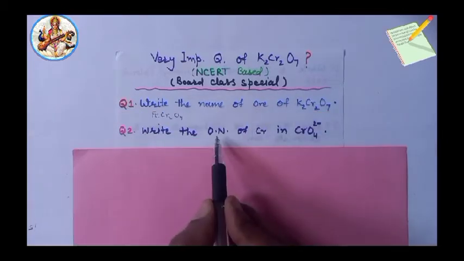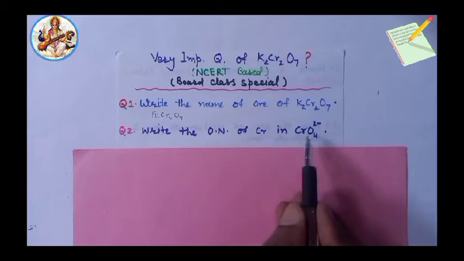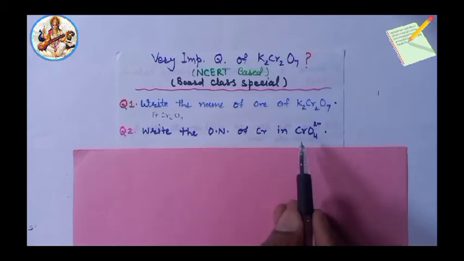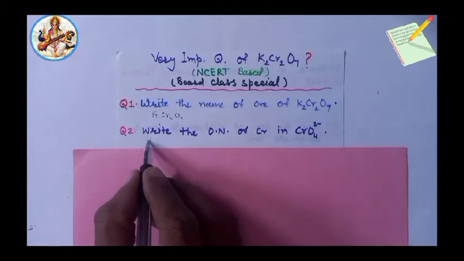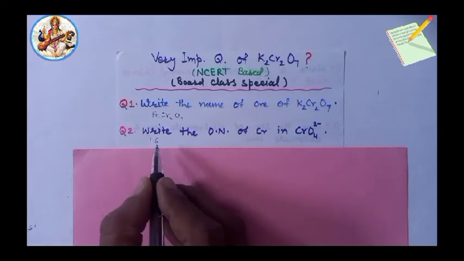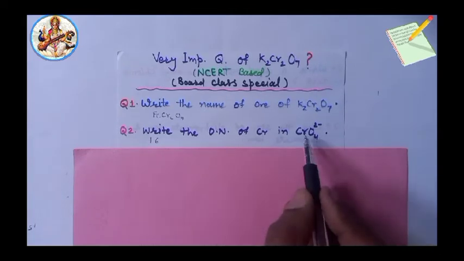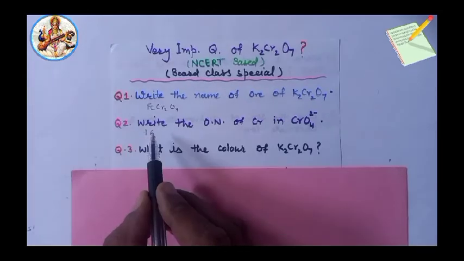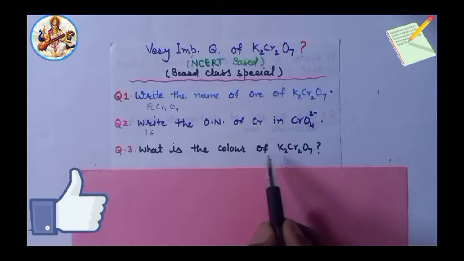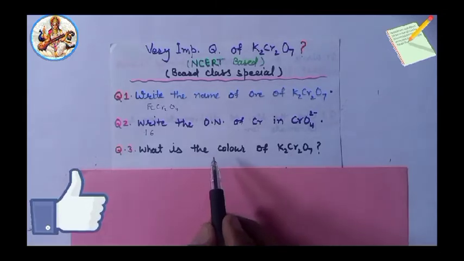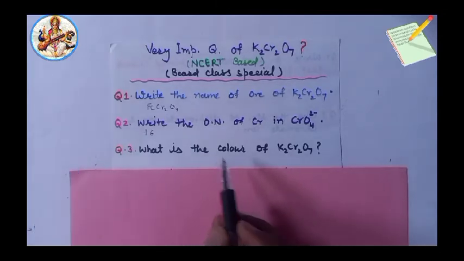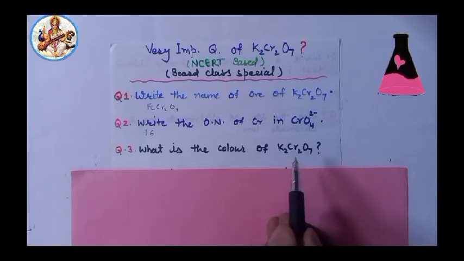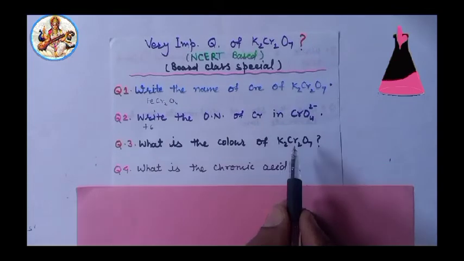Second question: write the oxidation number of chromium in chromate ion. The answer will be +6. The oxidation number of chromium in chromate ion is +6. Third question: what is the color of potassium dichromate? The answer will be: potassium dichromate is an orange crystalline solid.